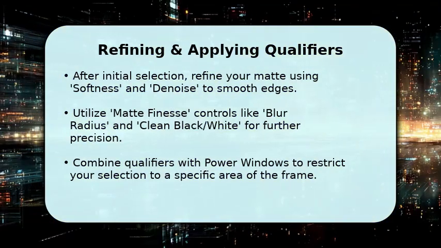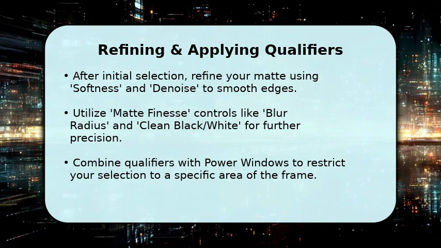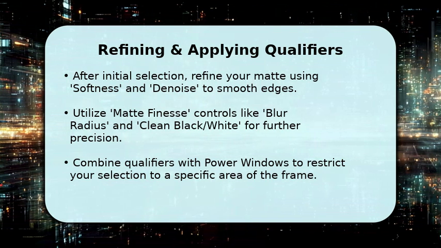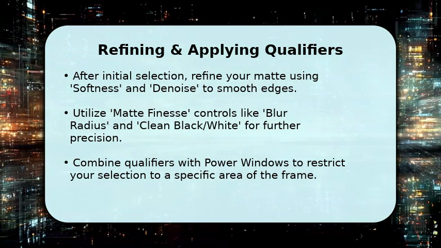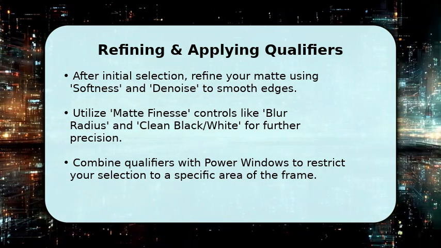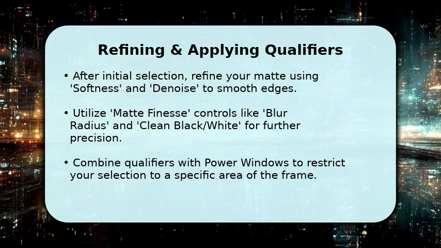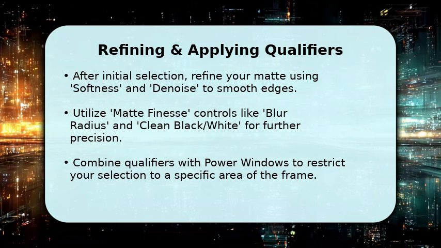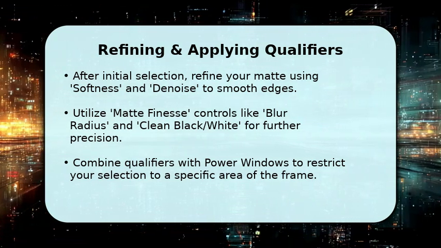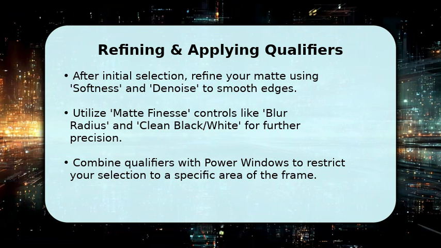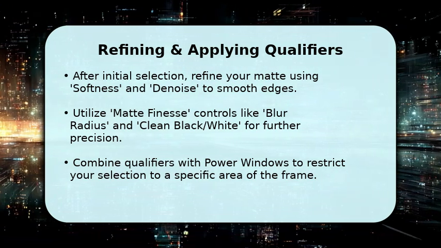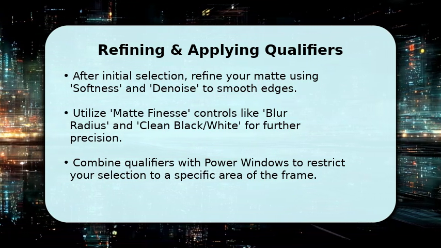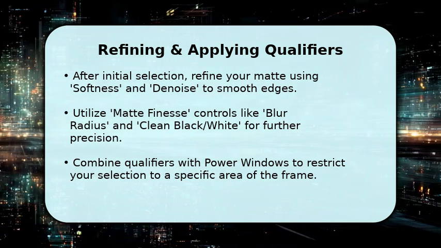Once you have your initial qualifier selection, it's time to refine it for a seamless look. Use the softness control to feather the edges and denoise to remove any speckles, creating a cleaner matte. Further precision can be achieved with matte finesse options, like adjusting the blur radius or clean black and clean white values. For even greater control, combine your qualifier with a power window, limiting its effect to a specific region. Now, apply your desired color corrections or effects to this perfectly isolated area.